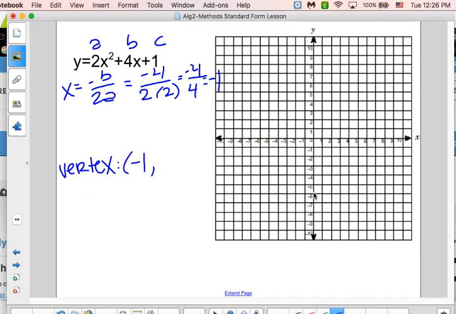So that little formula gives you the x value of your vertex. You can't see it just looking at it, so you just have to use that formula. But once you know the x value, if you know your x, how do you find the y that goes with it? Plug it in. So we're just going to take y equals 2, and then our x we know is a negative 1.